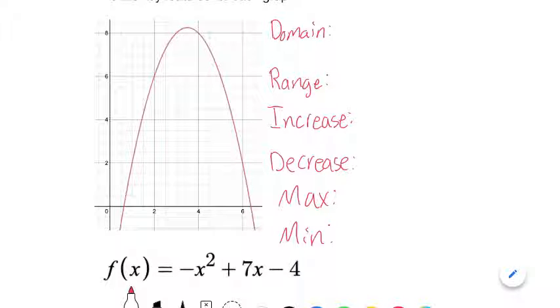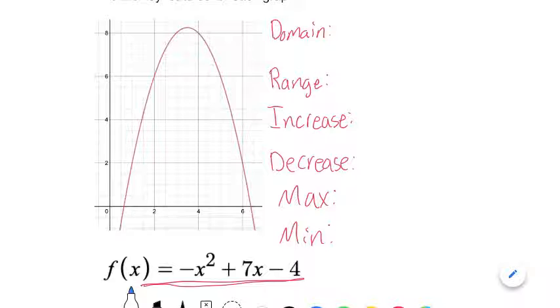Hey guys, so I'm going to go through our review for the Math 3 quiz, our first unit. The first one that we're looking at is find the key features of each graph. So we're given this quadratic and we're given this function already. And we want to find domain, range, increase, decrease, intervals, max, and min.